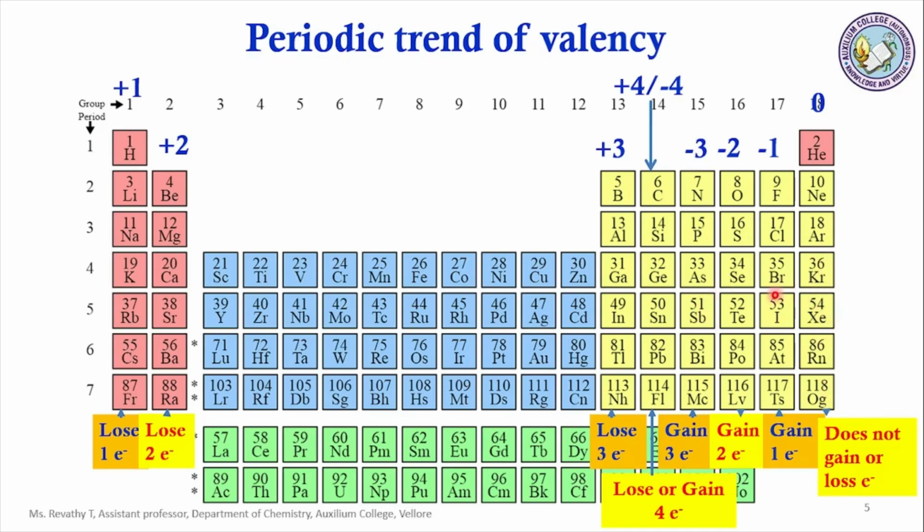So finally, we can remember the valency of group 1A and group 7A. Valency is 1. Group 2A and group 6A valency is 2. Group 3A and group 5A valency is 3. Group 4A is 4 and the final noble gases has the valency 0.